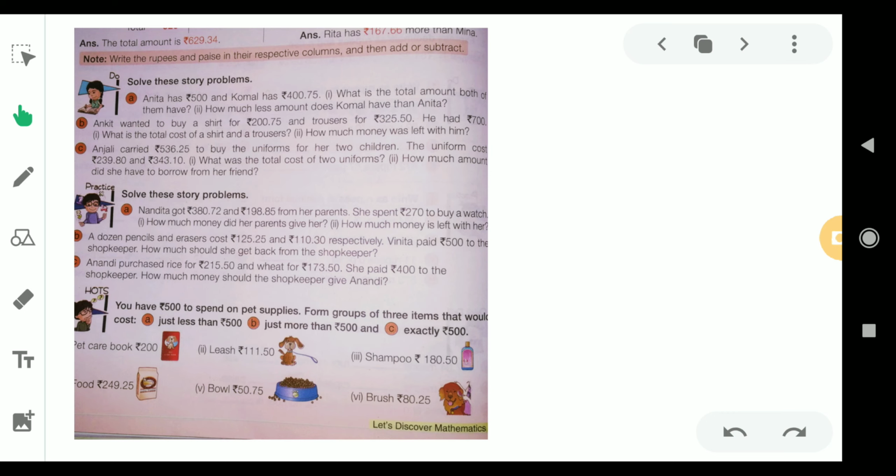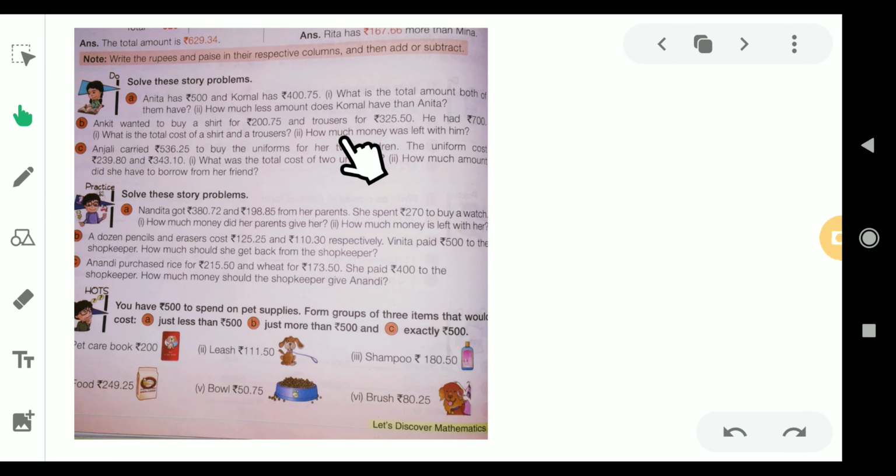Let's move on to the next question. Ankit wanted to buy a shirt for 275 rupees and trousers for 325.50 rupees. So he had 700 rupees in his hand. Then what is the total cost of shirt and trouser? Here trouser is nothing but a pant, right? Then first question is, what is the total cost of shirt and trouser?